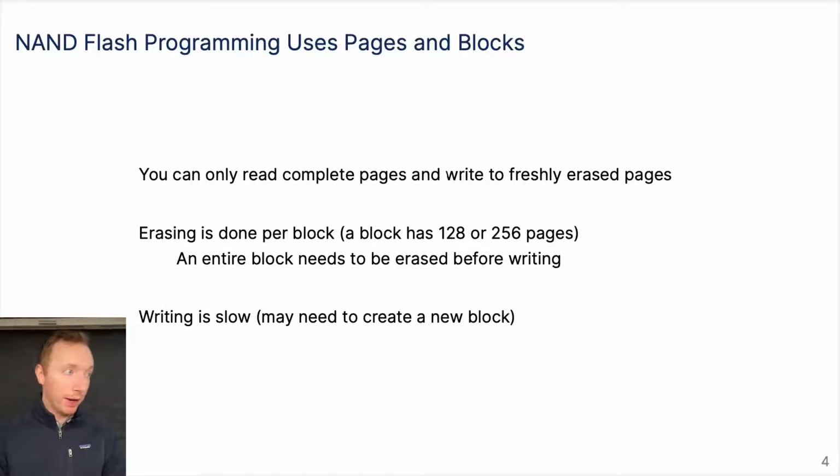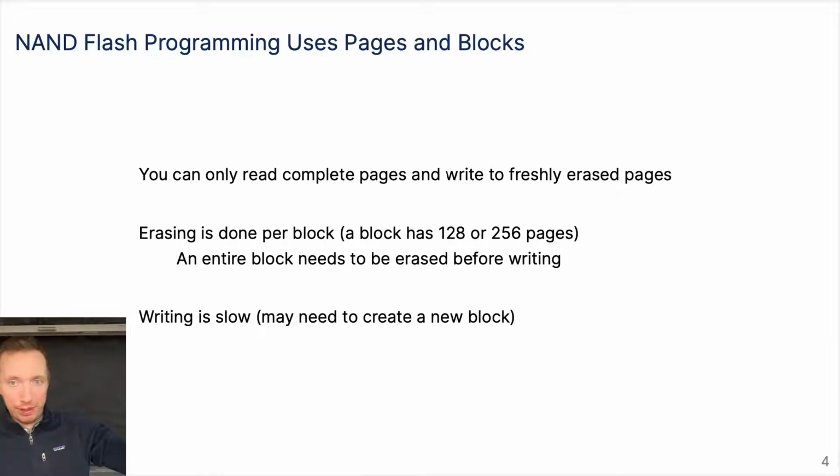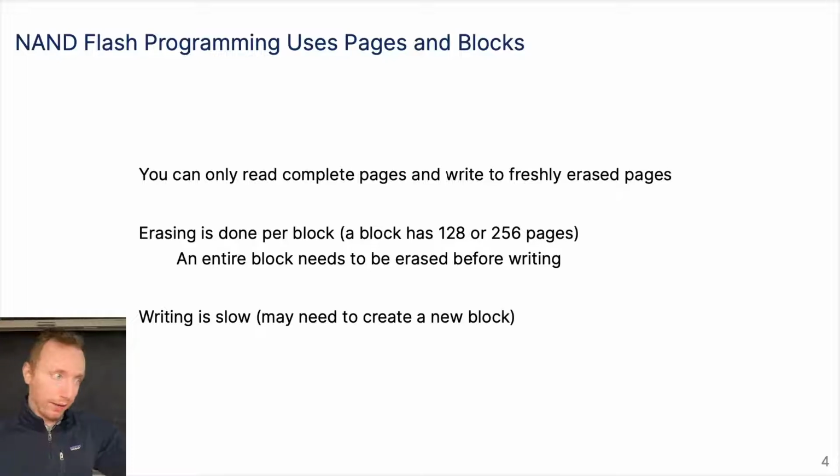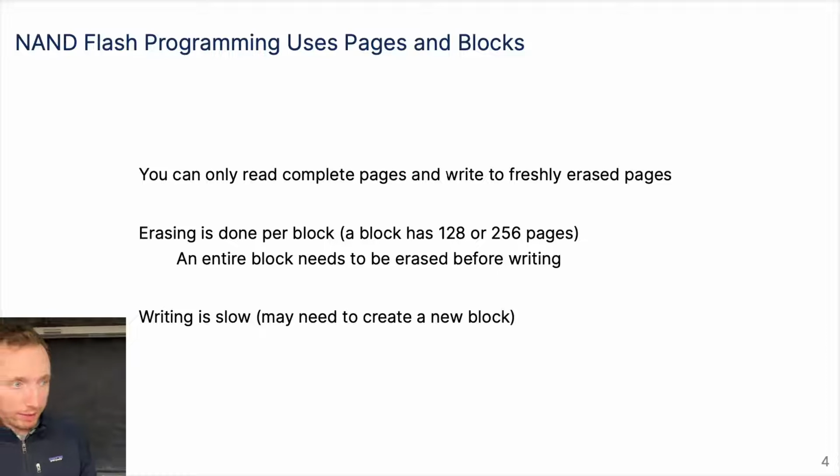So if you want to modify one page that has already been written to, the naive thing to do would be to copy all the other 127 or so pages on that block to a new freshly erased block, then write that modified page to that block, and then update all the information so it points to the new block instead of the old block. So you're going to have to do lots of writes if you just want to modify a single page.